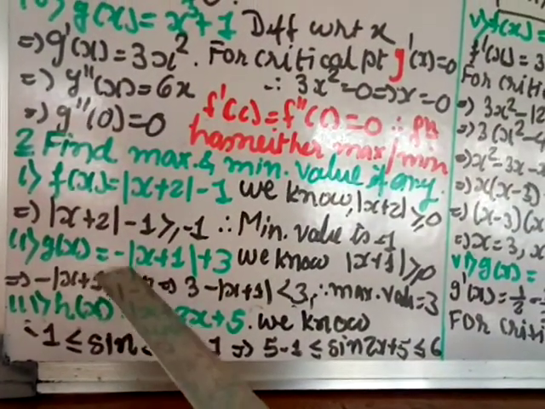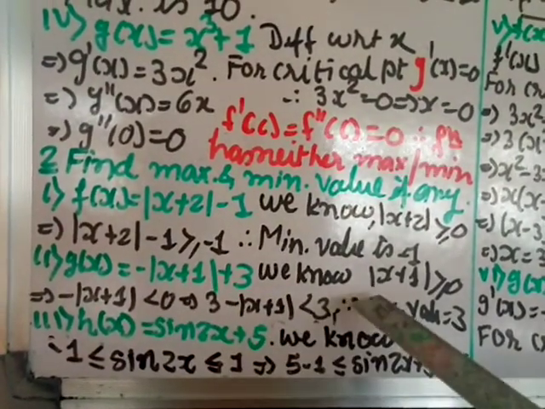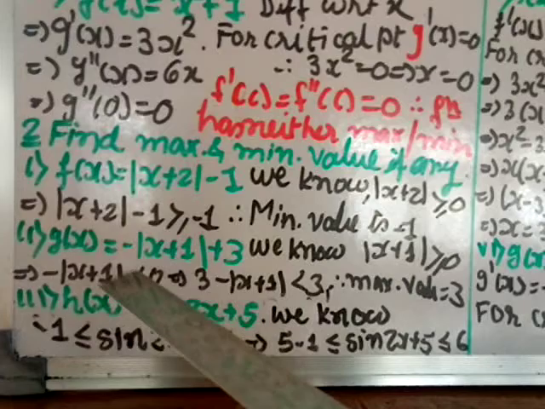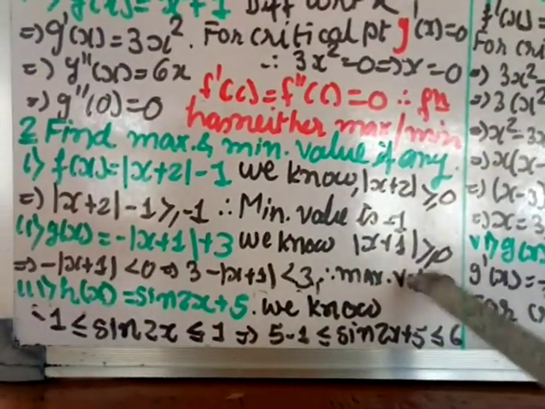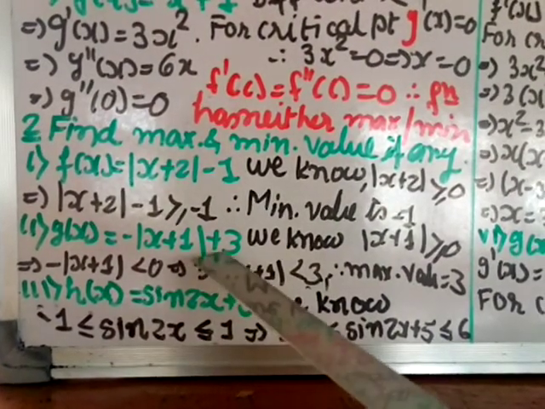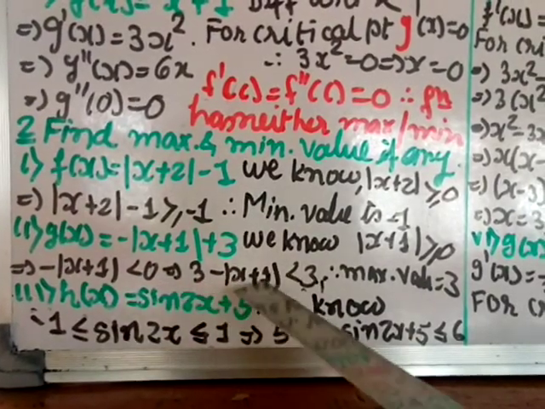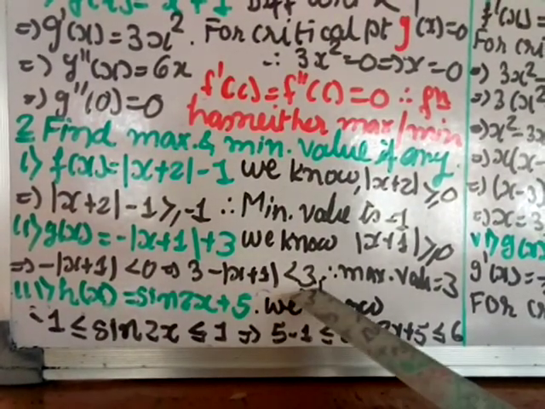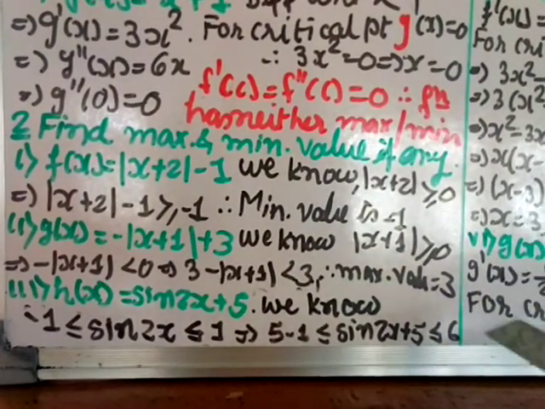So this is the minimum value for the given function. Number 2, g(x) is equal to minus modulus of x plus 1 plus 3. Again I will consider this modulus, that is modulus of x plus 1 is always greater than or equal to 0, but I want minus, so multiply by minus. But again as I said, if you multiply by minus, the inequality will change. That means greater than becomes less than. Now here I want plus 3, so I'll add 3 on both sides. So here comes 3 minus modulus of x plus 1 less than or equal to 3 plus 0, that is 3. So this function is less than or equal to 3.